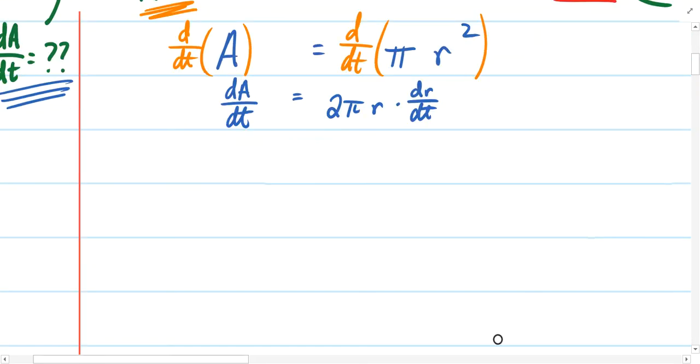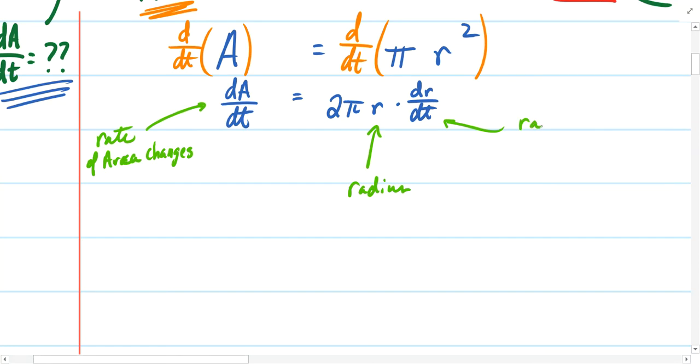And if we think about what we have, we'll just remind ourselves here, this is the rate. It's a rate because it's a derivative, and it's the rate of the area changing, the rate at which the area changes. And r, this variable here, is simply the radius of the patch. And then here's another derivative, so we'll call it a rate. All derivatives are rates. This is the rate of the radius as it changes.